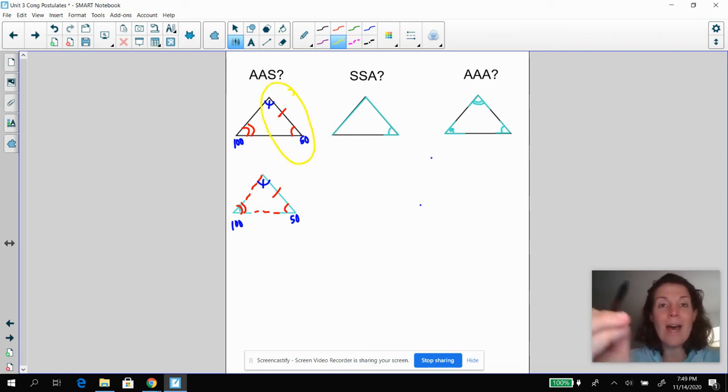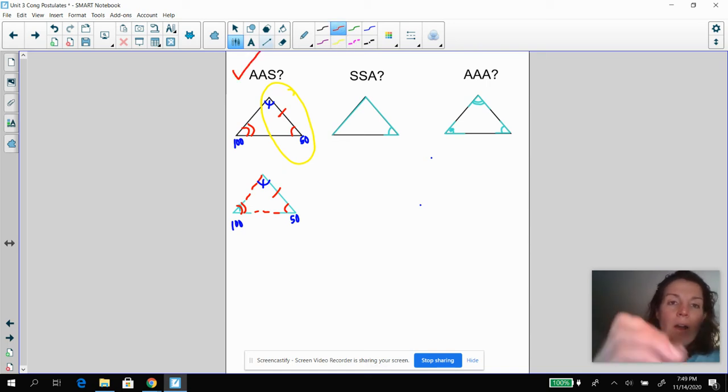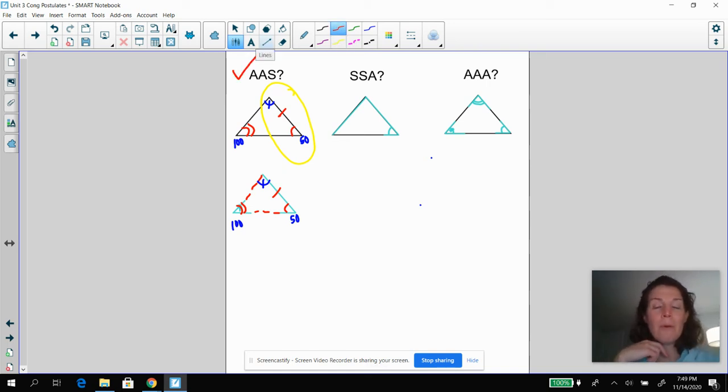So angle, angle, side, yes, you are a congruence postulate. So remember, we've got side, side, side, side, angle, side, angle, and now angle, angle, side. Now let's try this other one. Let's try the side, side, angle.